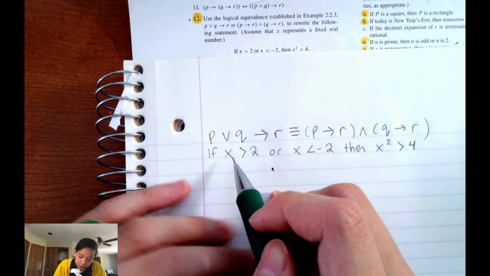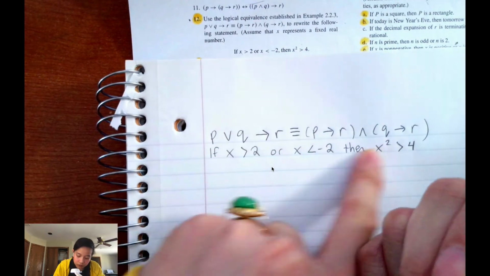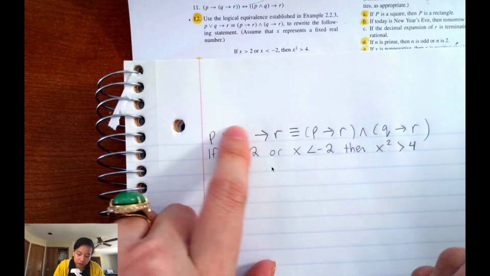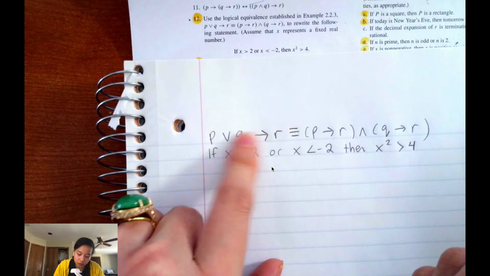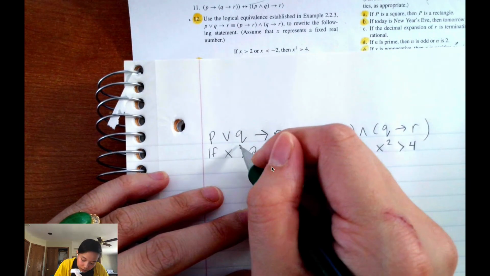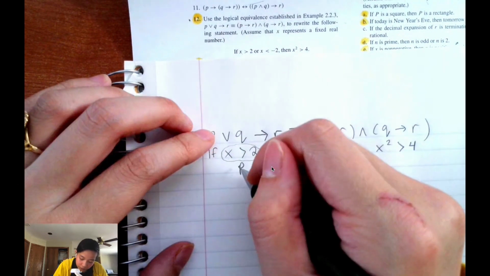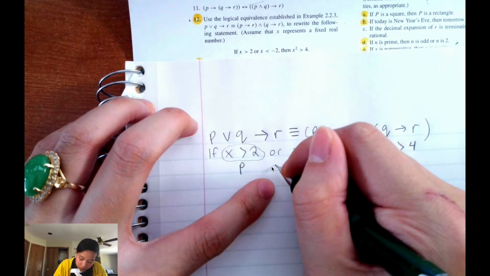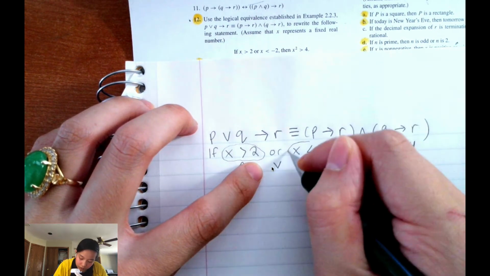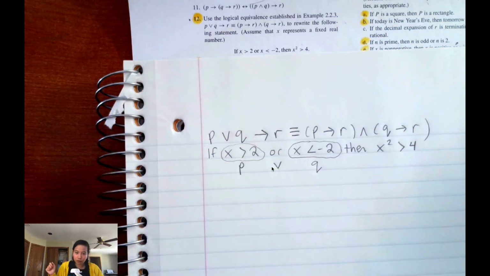We can see that if we break this sentence down into different pieces, it's going to have the same form as the left-hand side of the logical equivalence. So X is greater than 2 could be P. That's our P. And then the OR is matching this. And then X is less than -2 is Q. Okay, so let me color code this.